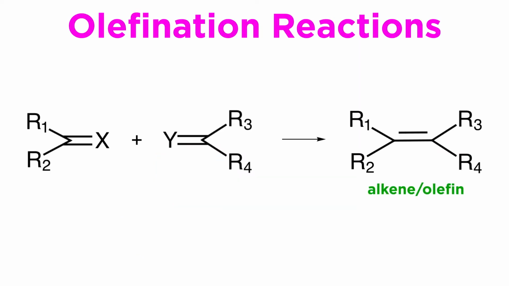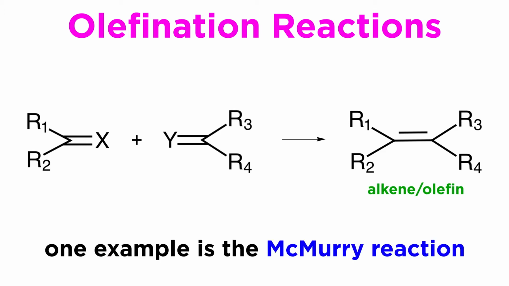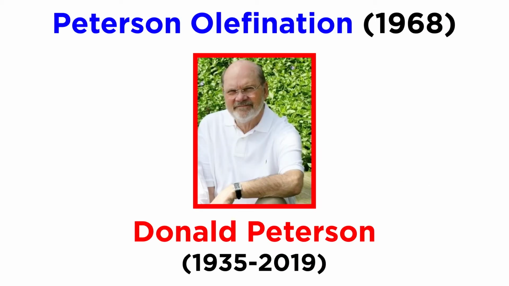We are in the process of looking at a number of reactions which deal with the construction of alkenes, or olefins, by joining two carbon-based fragments, which come together to form a double bond between them. The first reaction we described of this type was the McMurry reaction. Another important approach to synthesizing alkenes is the Peterson Olefination, first described by American chemist Donald Peterson in 1968.